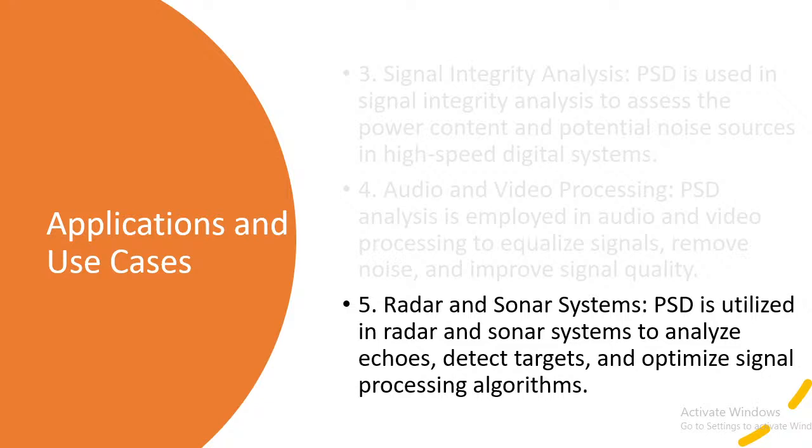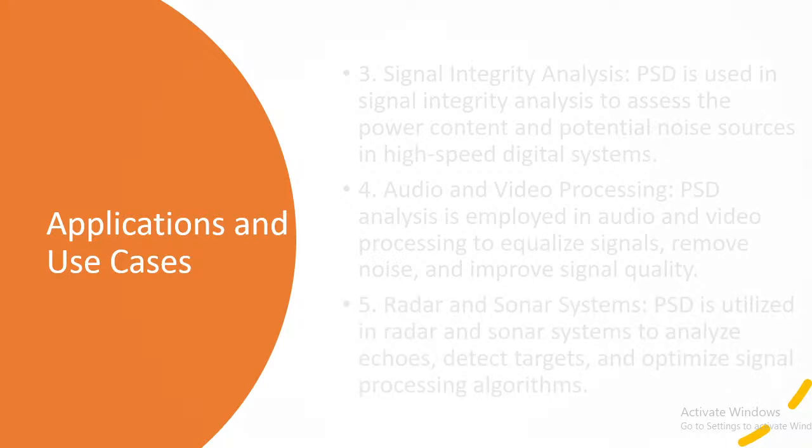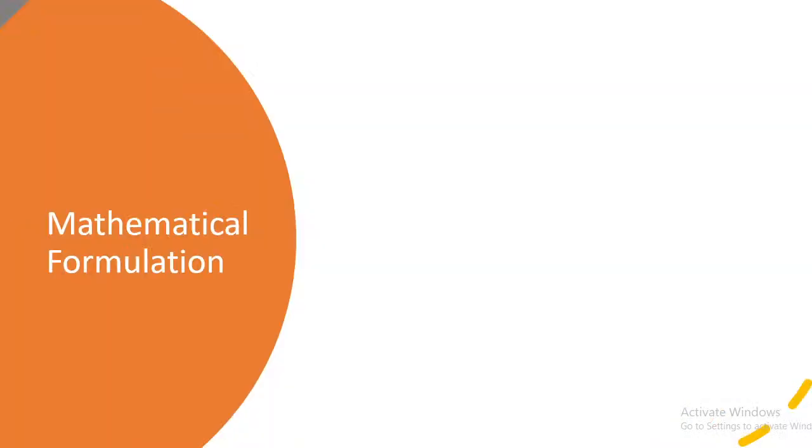Then radar and sonar systems utilize it to analyze echoes. They work on the principle of receiving an echo and analyzing it, and echoes are of lower power content. By analyzing echoes, you detect targets, and it helps in optimizing the signal processing algorithms used in radar and sonar systems. Now, what are the key differences between them?